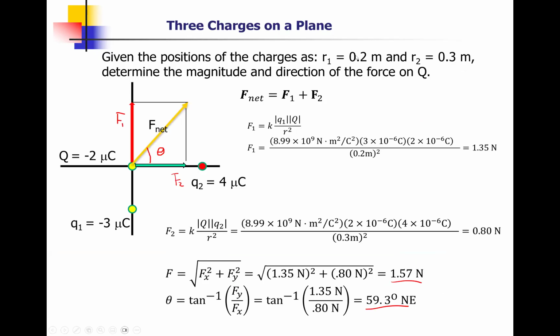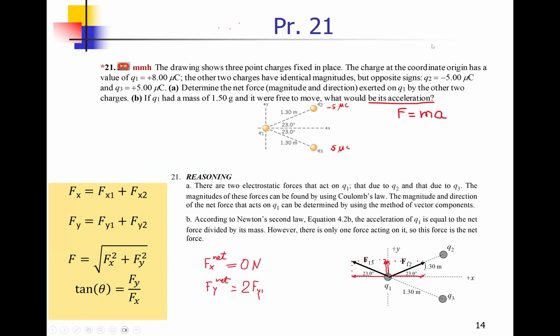Okay, so what we are going to do is determine the net force, magnitude and direction, exerted on Q1 by the two other charges. And also, if Q1 has a mass, what is the acceleration? For acceleration, if you have the force, you can use force equals mass times acceleration. So now we are going to do some analysis, okay?